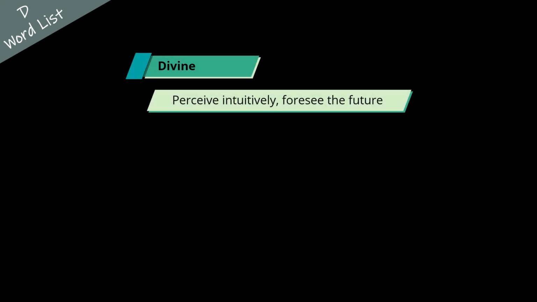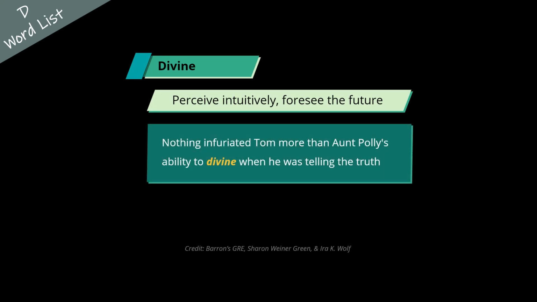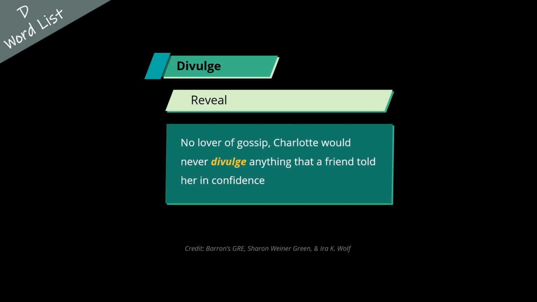Divine means perceive intuitively, foresee the future. For example, nothing infuriated Tom more than Aunt Polly's ability to divine when he was telling the truth. Divulge means reveal. For example, no lover of gossip, Charlotte would never divulge anything that a friend told her in confidence.